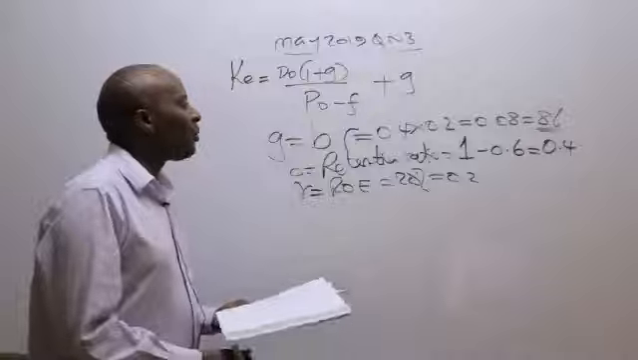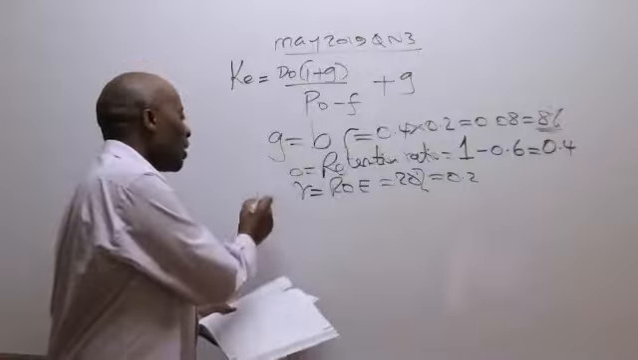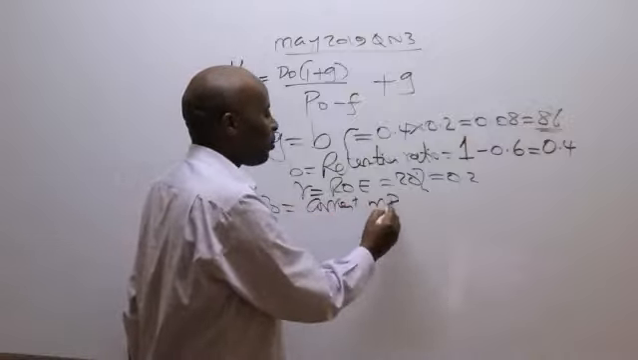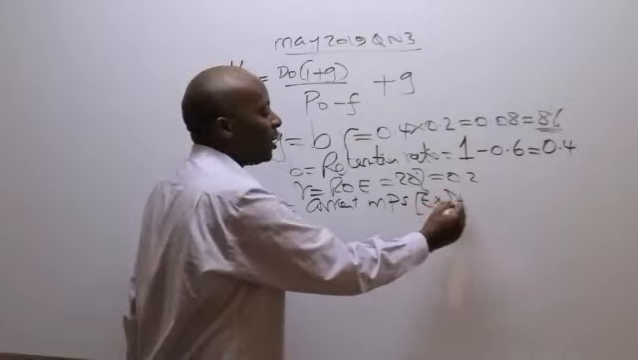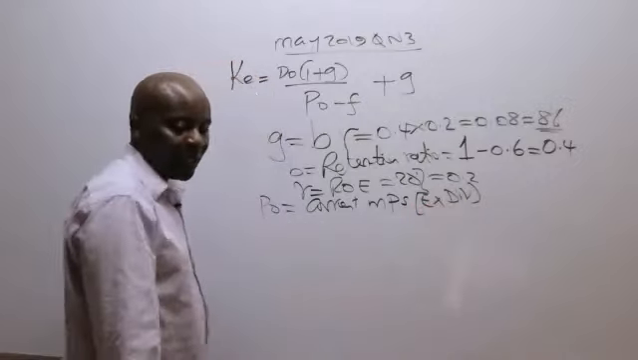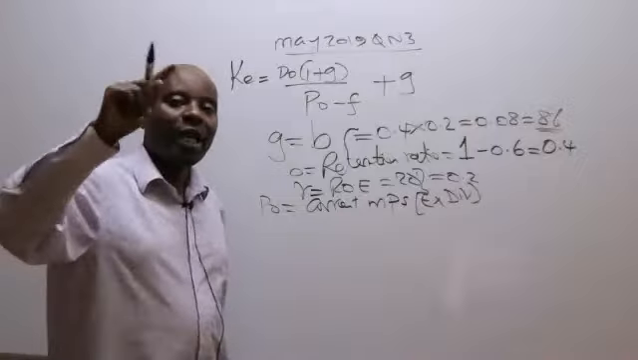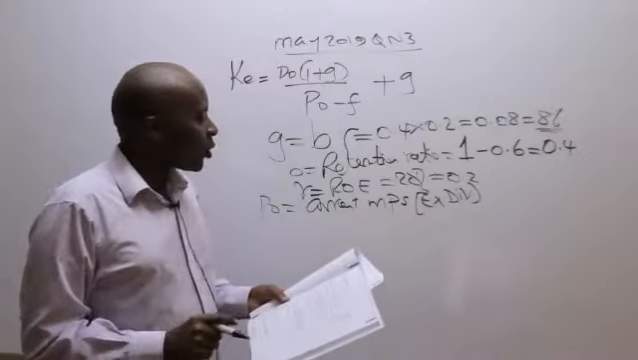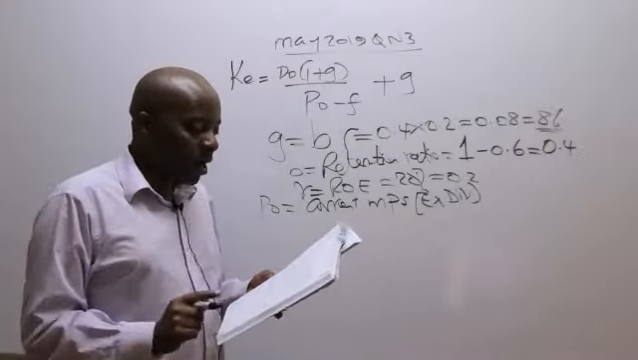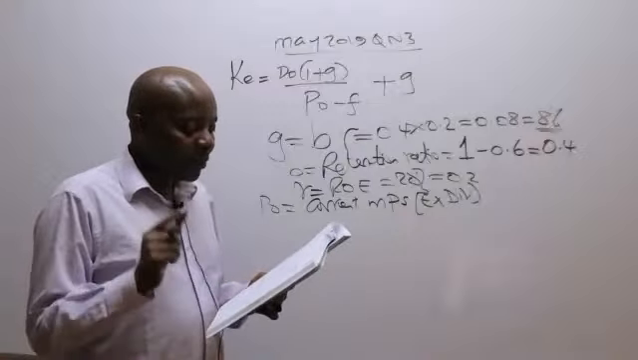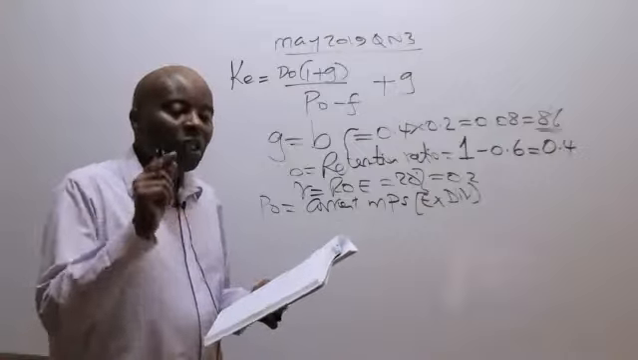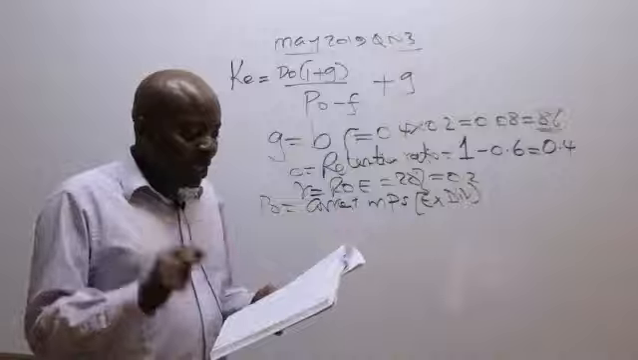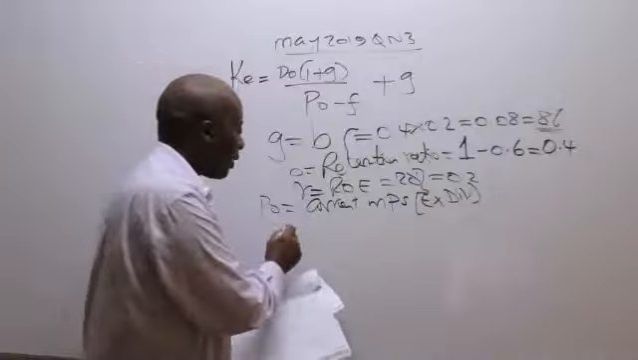The other thing, ladies and gentlemen, that so many students were not able to get is this P0. P0 stands for the current market price per share. But remember, this must always be ex-dividend. It must always be without any dividend. So, ladies and gentlemen, if you read note number 1, they have told us that the current market price of the firm's ordinary shares is quoted at 45.